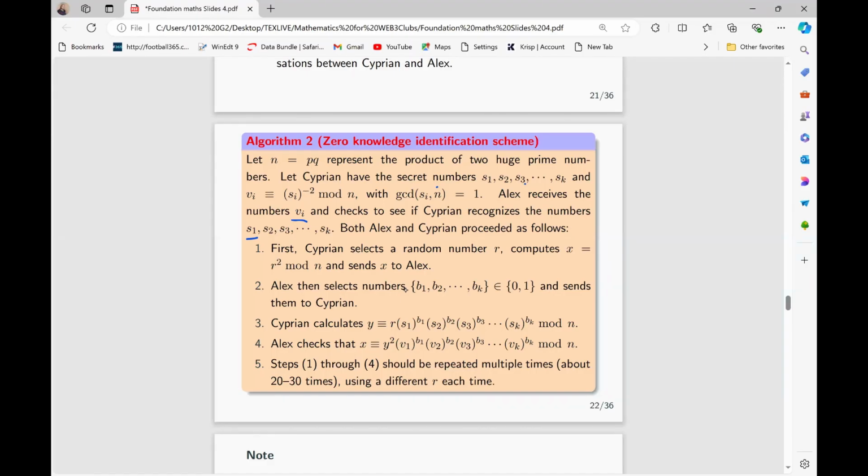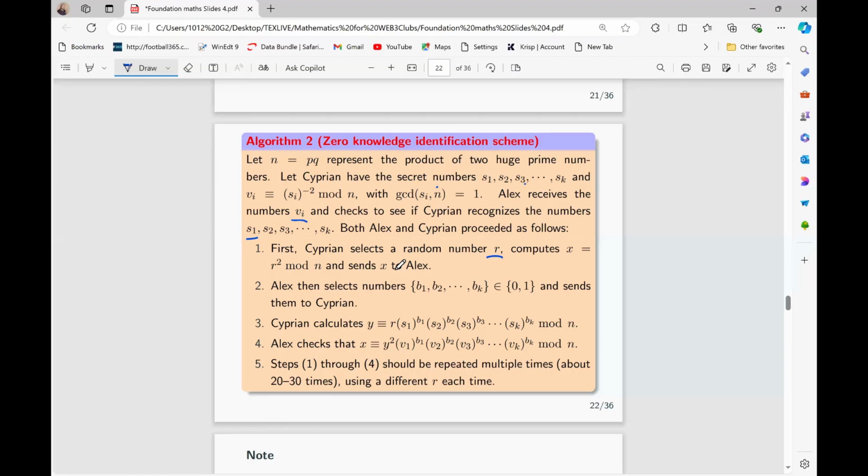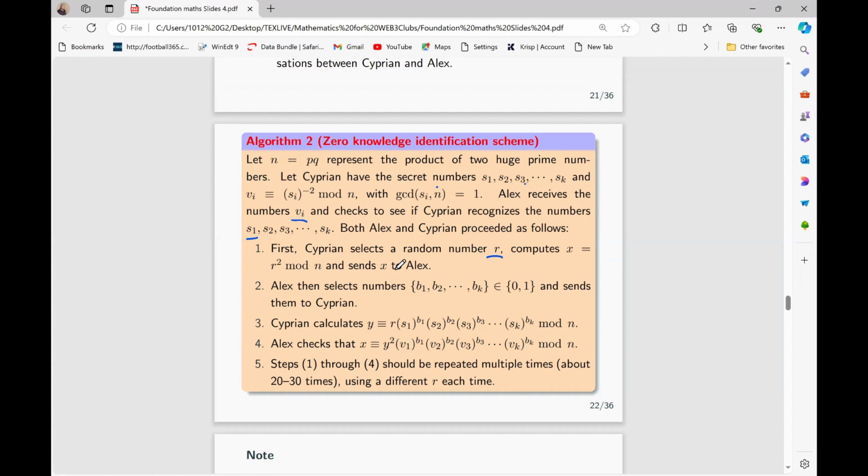And for you to prove, the first thing you do is choose a random number. From yesterday, we said it is better if you choose it relatively prime to N. You choose this random number that is relatively prime to N. Then, just as we did but slightly different in this case, compute the square of this random number. Call it X. Send it to Alex.